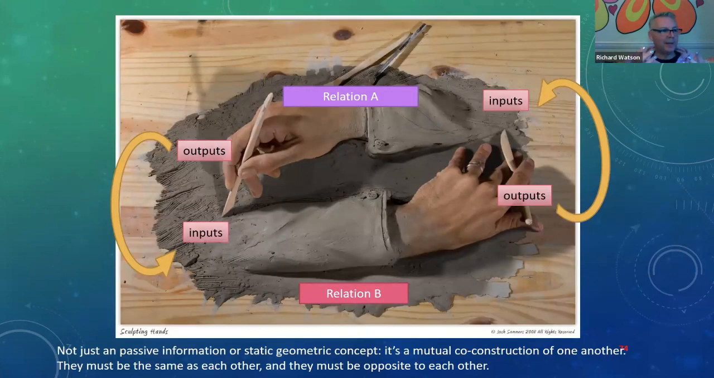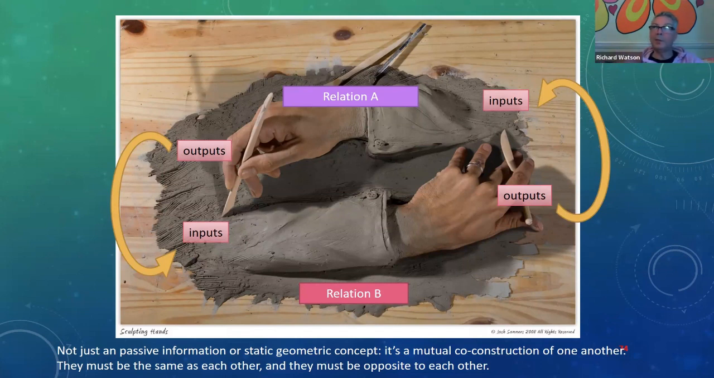But this isn't just about data structures or information. This is about processes of construction. The construction process of the organism and the accommodation process of the environment push back on one another in a way which mirrors one another. Not just passive information or static geometric concepts. It's a mutual co-construction of one another. And they need to be the same as one another because they define one another.